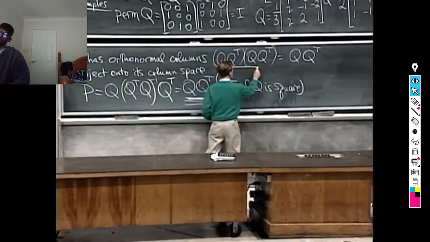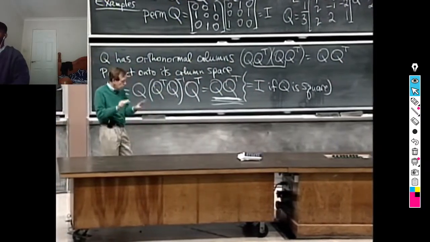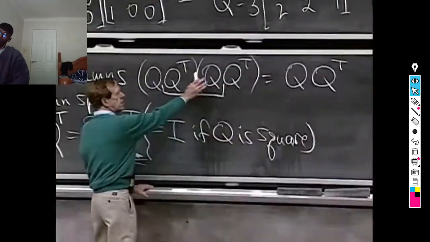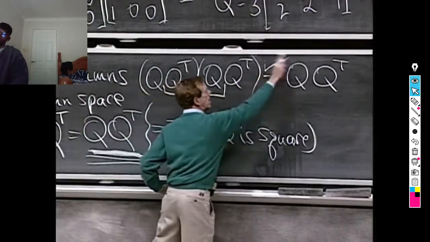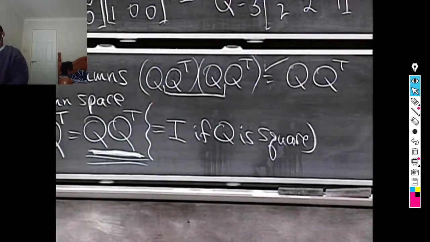In the middle here is sitting Q transpose Q. Sorry, that's what I meant to say. Q transpose Q is I. So that's sitting right in the middle, that cancels out to give the identity. We're left with one Q Q transpose, and we're all set. Okay, so this is the projection matrix.